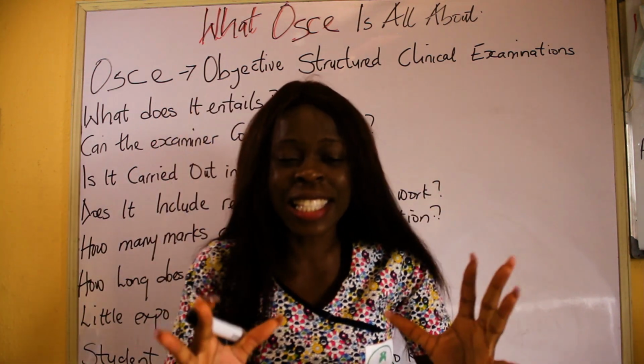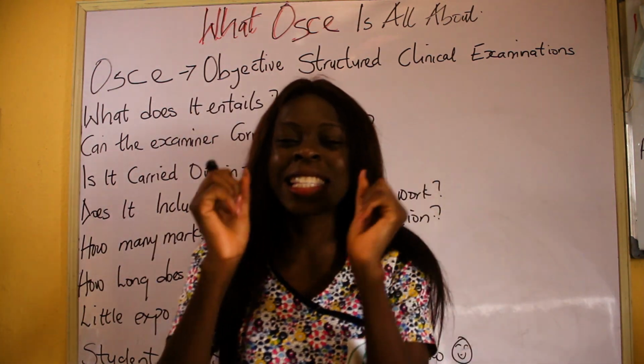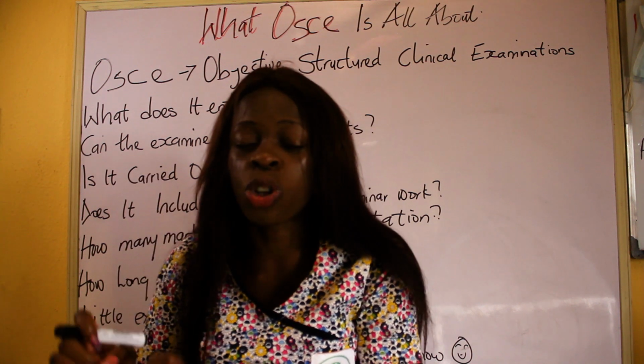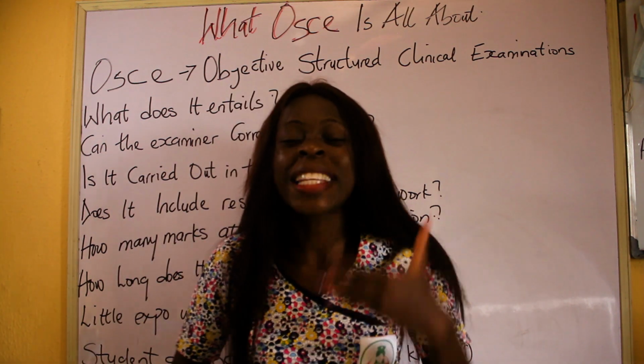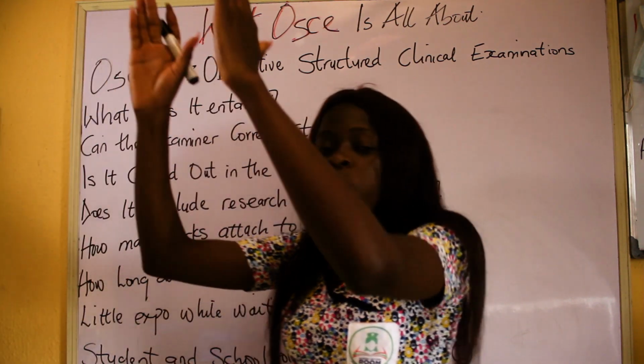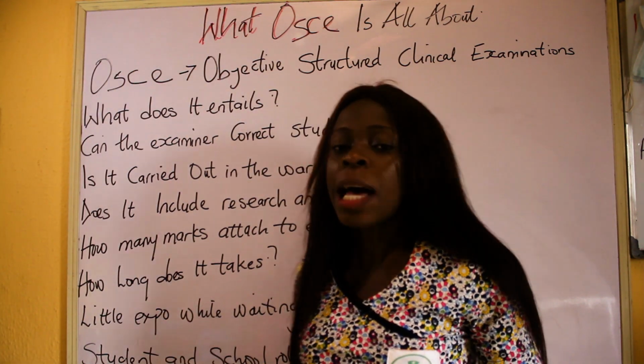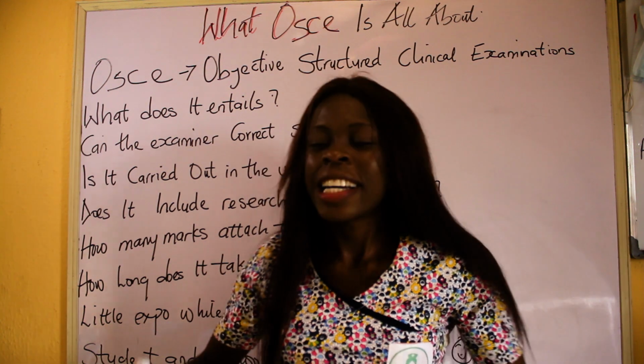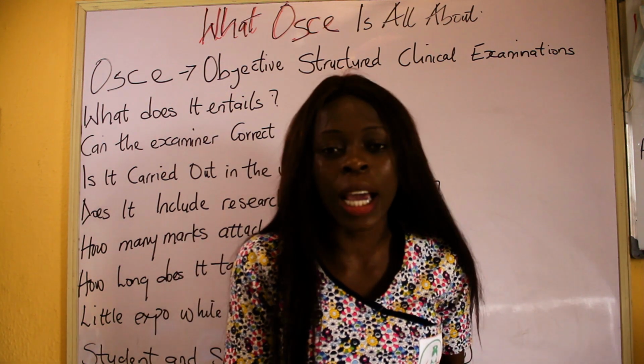So we have 6 written stations and 6 practical stations when it comes to an OSCE exam. And when you get to the first station, the examiner will not tell you what to do. The examiner will not tell you the procedure to carry out.